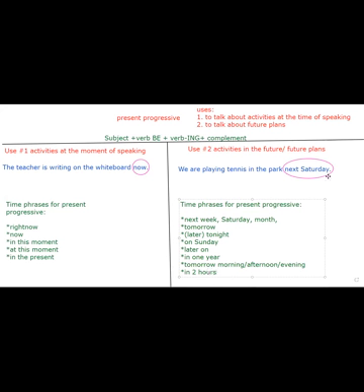Now, this is how we are going to use the present progressive. Mírenlo, analícenlo y díganme si tienen preguntas ahorita. Por favor. The structure is the same, but the unique difference is the last time phrases. Exactly. Correct. Very good. Excellent job.